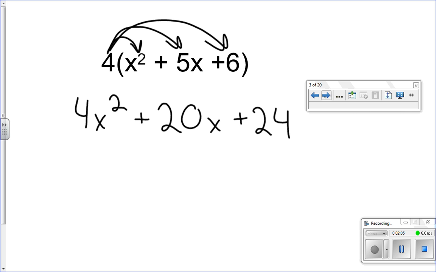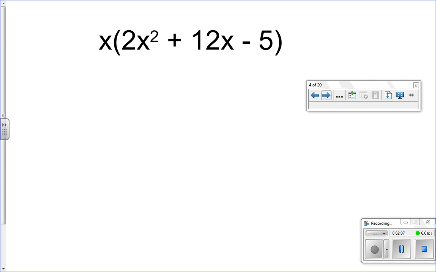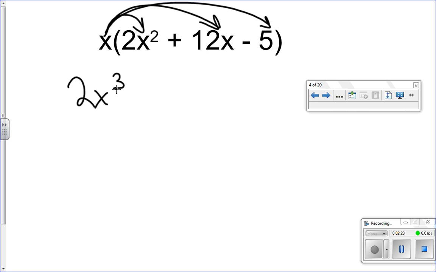Okay? Now try this one with a coefficient, a variable outside the parentheses instead of just a number. So we distribute that x to all three terms, and we get 2x cubed plus 12x squared minus 5x.